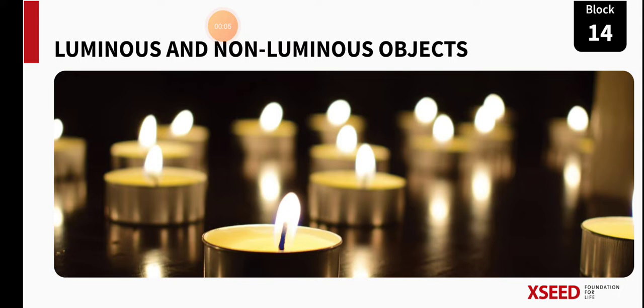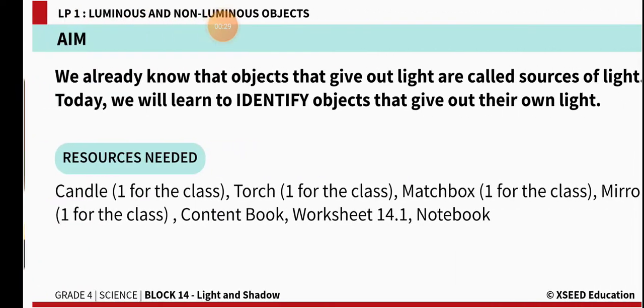Here you are going to learn about luminous and non-luminous objects. Luminous means you can see in this picture some diyas which are giving us light. So these are the sources of light, and the objects which give us light by themselves are known as luminous objects.